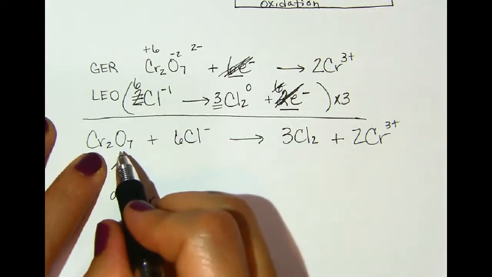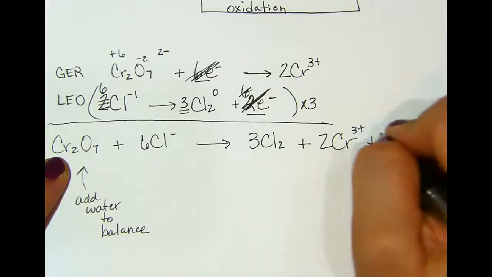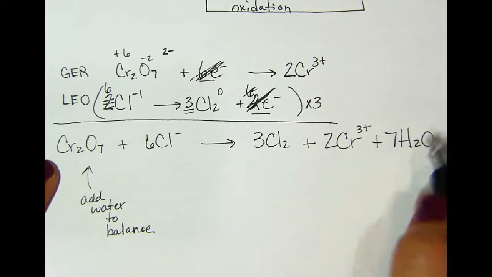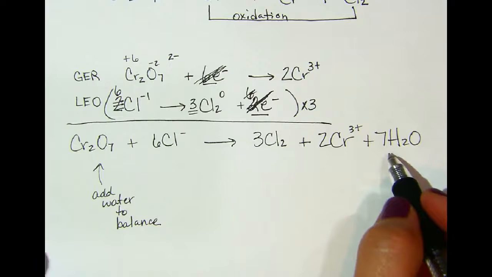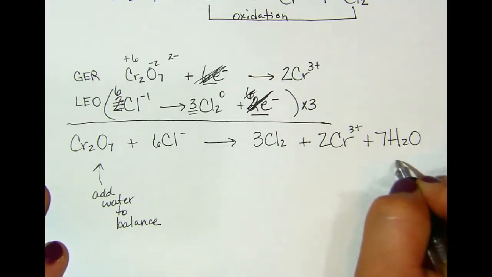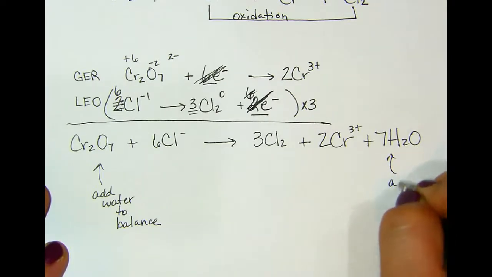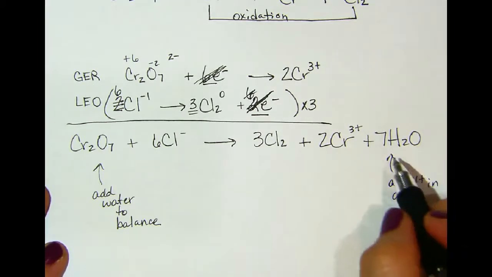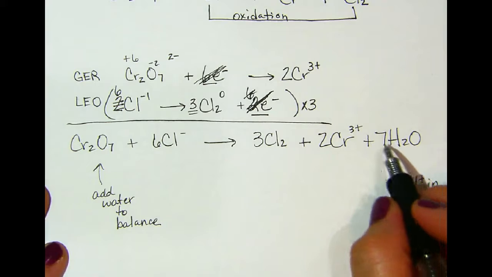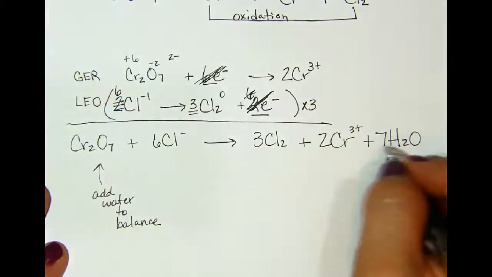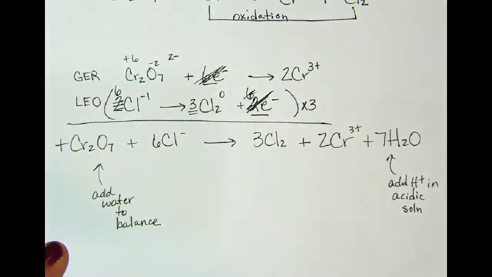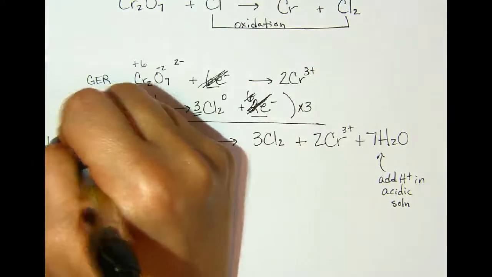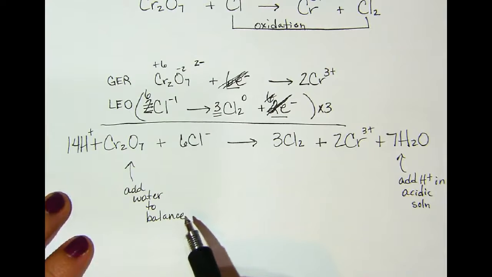Because I need 7 oxygens on the right-hand side, I'm going to add 7 waters in order to balance this. So notice now I have 7 oxygens on both sides of the equation, and now we have hydrogens that we have to account for. To balance hydrogens, we're going to add H+ because it's an acidic solution. And so I'm going to have 7 times 2 is 14 H+ on the right, 14 hydrogens on the right, which means that I need another 14 hydrogens on the left-hand side, 14 H+. And so now we are totally balanced.